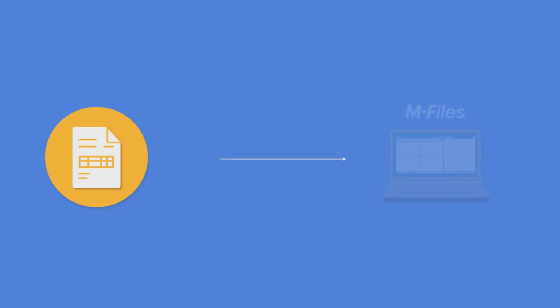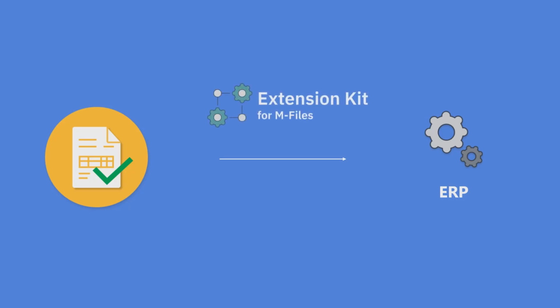Invoices are usually saved in M-Files through a scanner or via email. The customer wants to send the invoice and invoice data to a related ERP software once the invoice is approved. Using Extension Kit, M-Files can automatically send invoice data to other systems, like ERP, by calling the provided API.